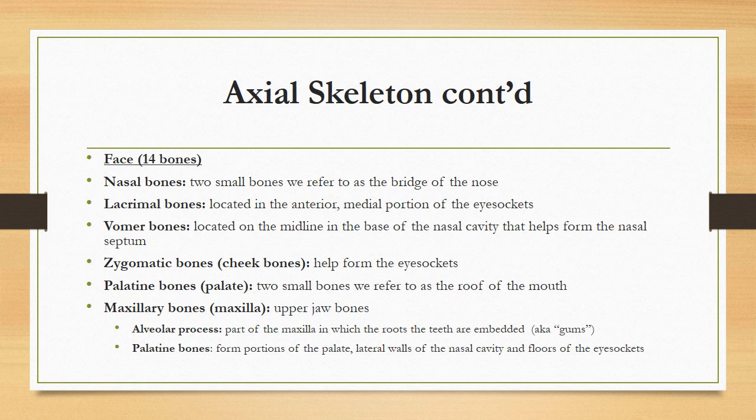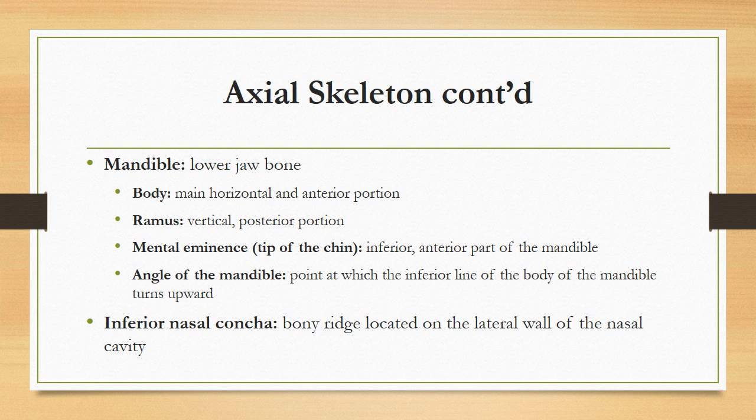And the maxillary bones consist of the alveolar process, which is part of the maxilla, and it roots the teeth, aka your gums. Your palatine bones form portions of the palate, lateral walls of the nasal cavity, and floors of the eye. Your mandible, which is your lower jawbone, includes the body, the ramus, the mental eminence, which is the tip of the chin, and the angle of the mandible, which is a point that's inferior of the body of the mandible, and it's turned upward.